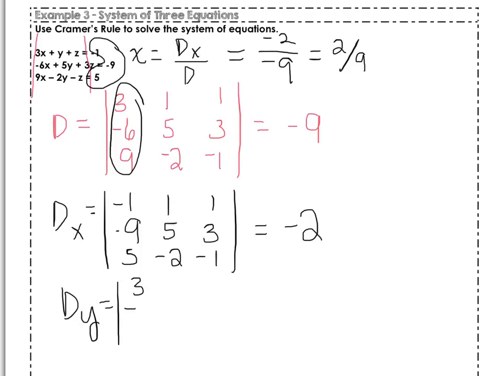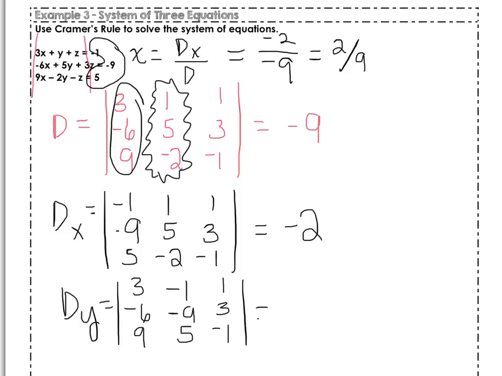He's going to be back to the normal x coefficients. We're now going to replace the y column. Maybe that'll help the squigglies. And I'm going to replace it again with our solutions, -1, -9, and 5. And little z, he's just still staying the same. dy, when you go to calculate him, you find that the determinant is equal to 12.